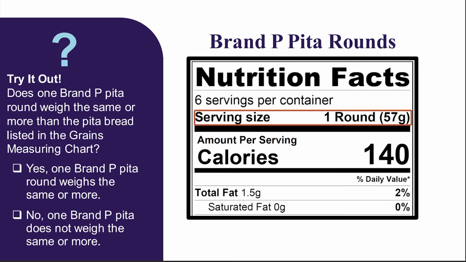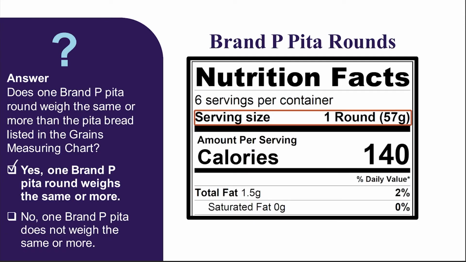Now raise your hand if you think no. One brand P pita round does not weigh the same or more than the pita bread listed in the grains measuring chart. All right, great job, everybody. Yes, one brand P pita round weighs the same or more than the pita bread listed in the chart.